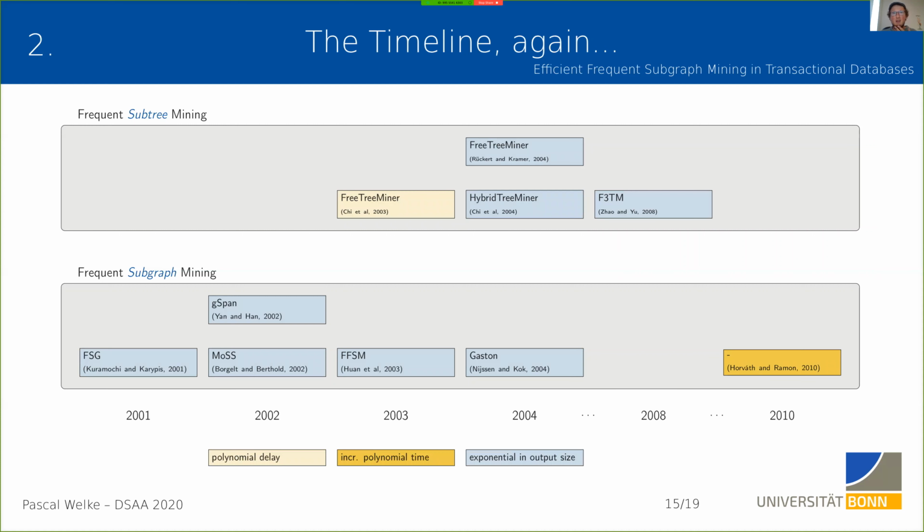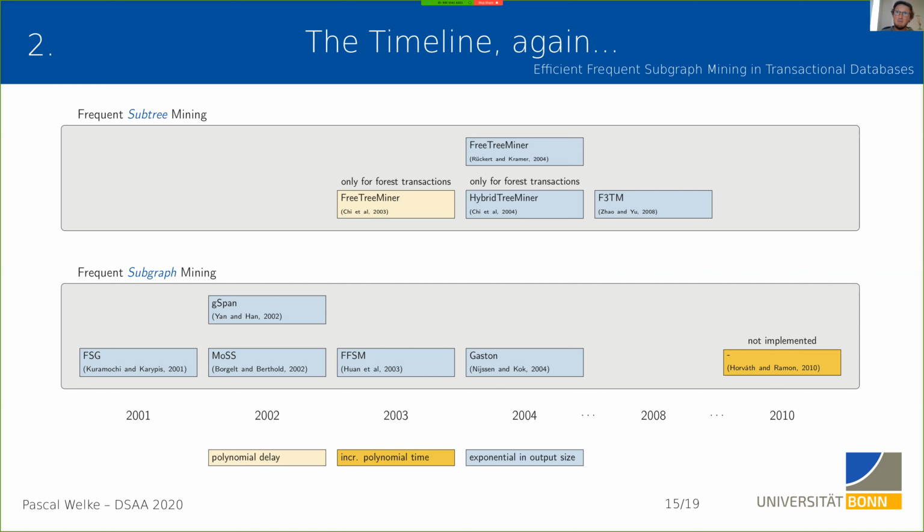The only two methods that have this are free tree miner from 2003 and an algorithm without a name from 2010. But they come with their own problems. Namely, free tree miner only works for forest transactions, so you can only put graph databases in that consist of trees, basically, or forests. And the other one was not implemented. Actually, it has been tried, but it's not trivial, and this endeavor was basically stopped.